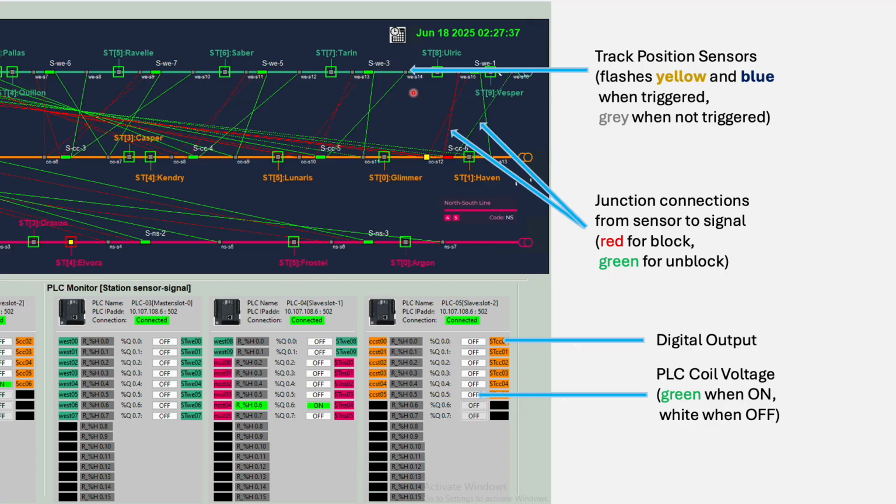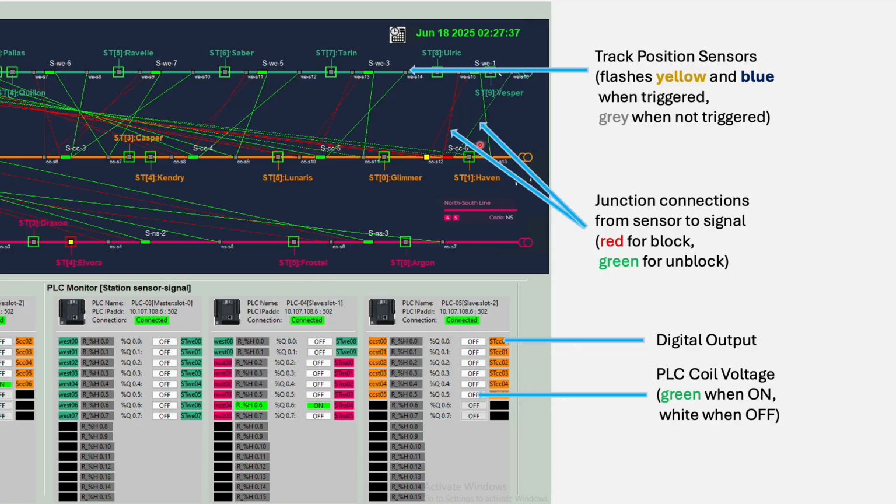We can see that there are many of these thin lines that connect two different train lines together. These are the connections from the sensor to the signal for junctions. When a train passes by a sensor, the red lines from the sensor will block the corresponding signals, turning the signal red. The green lines from the sensors will unblock the corresponding signals, turning the signal green.